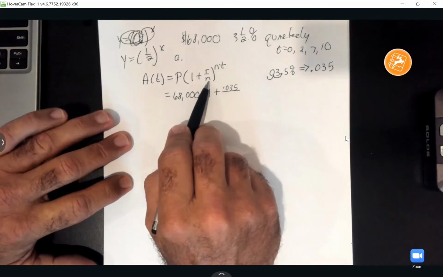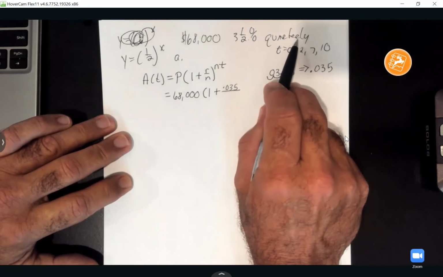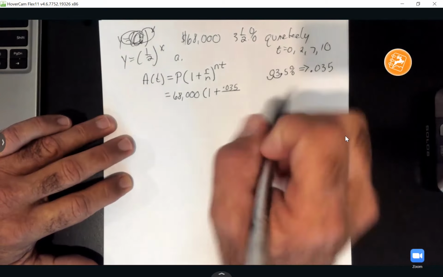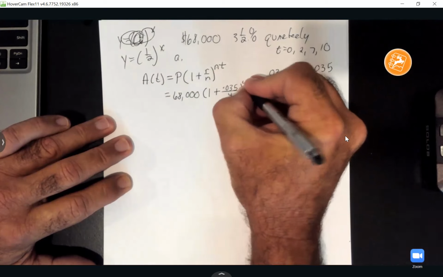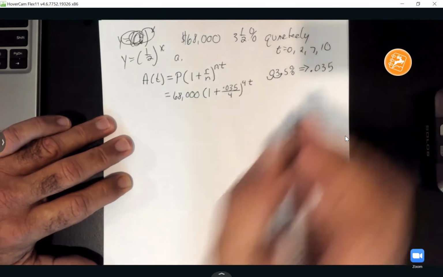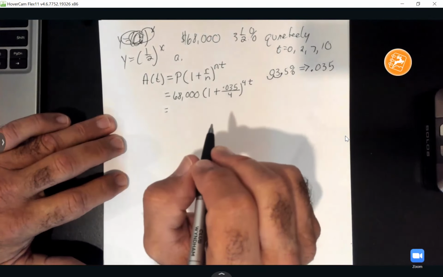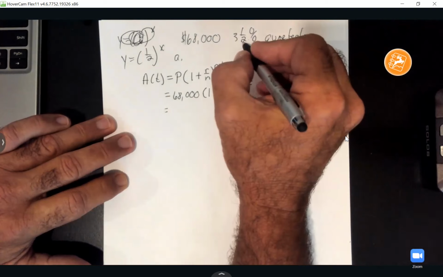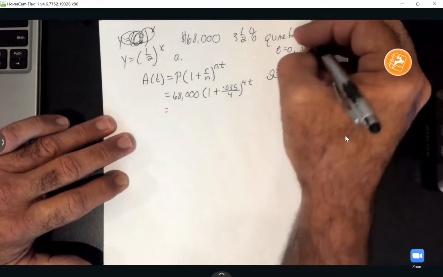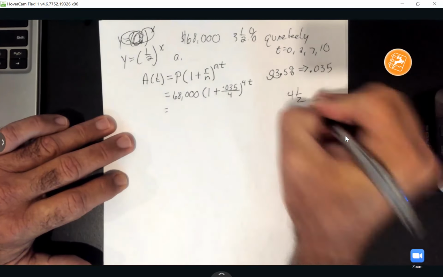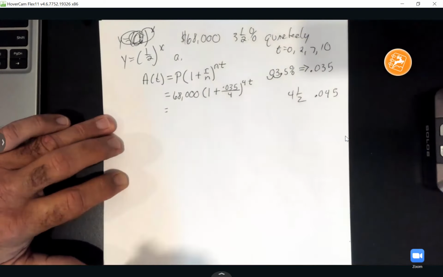N is the number of compounds. This is quarterly. So quarterly means it's going to be 4 times a year. So we put our 4 there, and then the 4 goes for the N. And then T is our time. Now, if it's 4 and a half percent, what would that be? Would it be 0.435? So it was like 4.5. Yes. So that'd be 0.045. Okay.